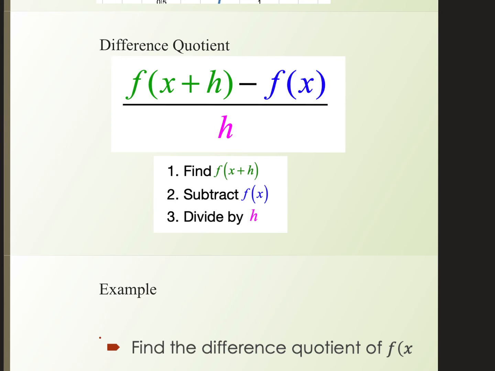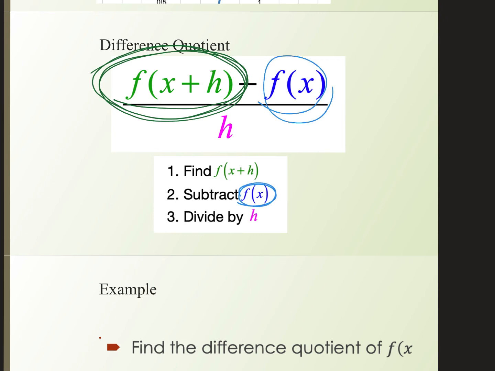Okay, so to do a problem involving the difference quotient, it's 3 parts, and I tried to color code it for you here. Step 1 in green, you have to find f of x plus h. Okay, step 2, you will subtract the original function. This is actually probably the easiest step. Just don't forget to distribute. That's probably the most important part of step number 2. And then lastly, you will be dividing by h. You can see that down here, dividing by h.